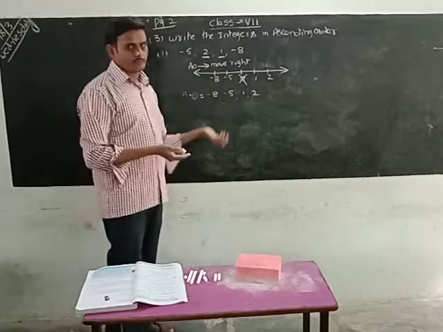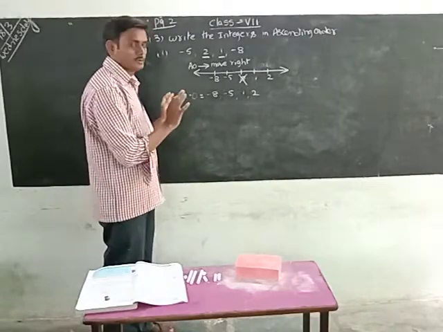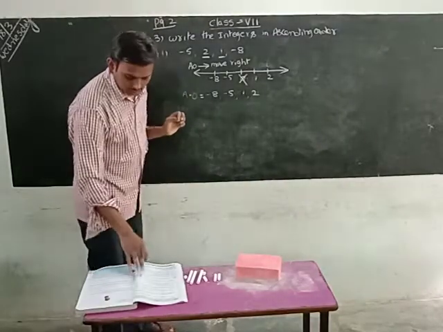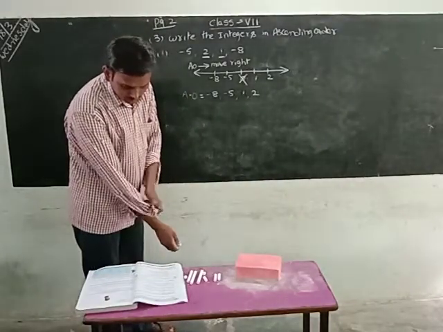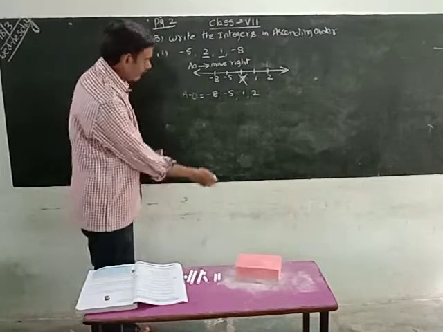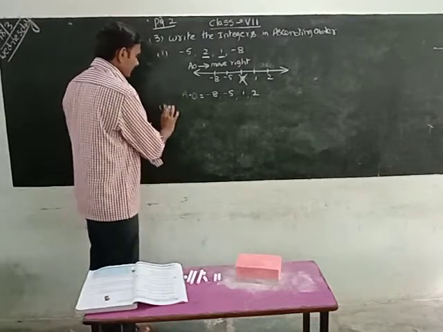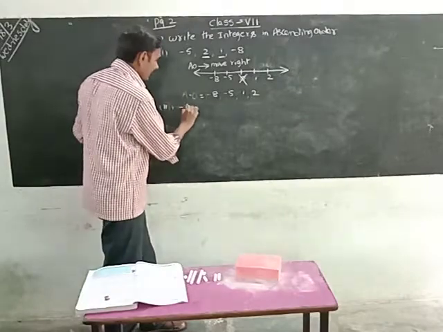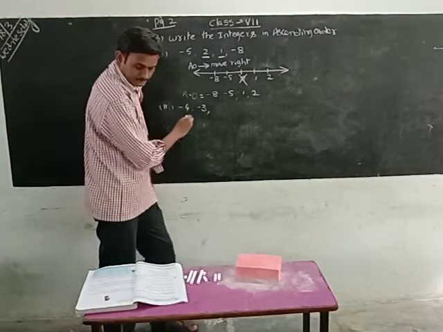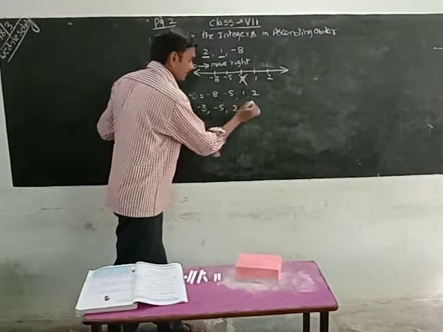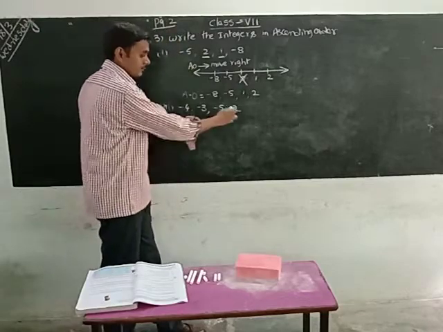Without writing a number line also we can do. No problem with that one. We will go for the next question, the second one. What is the second question? Minus 4, minus 3, minus 5, 2. These are the 4 numbers given.